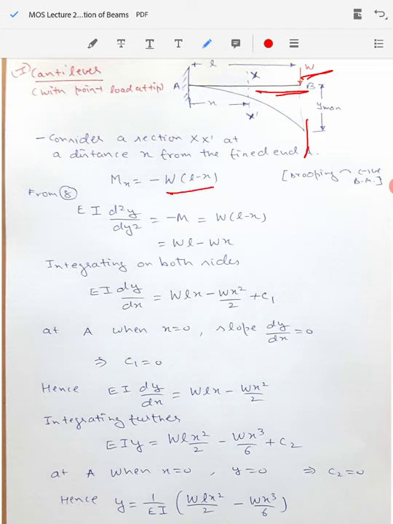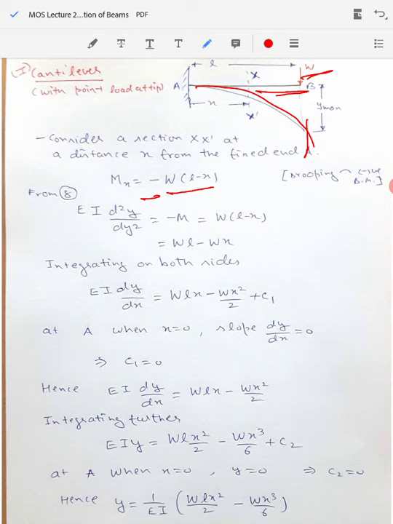Now as this beam is making a drooping phase, it is going downward. So as per our sign convention, it is a negative bending moment. So we'll put a minus sign here. So our bending moment equation Mx will be minus W into L minus x.